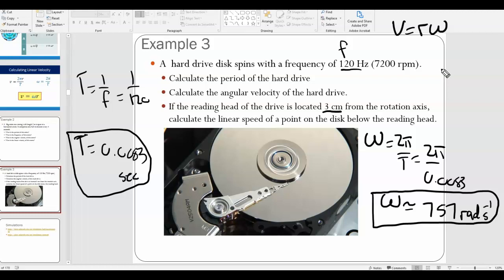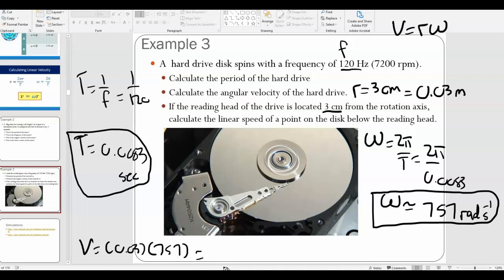And so at the edge of the disk, it's 3 centimeters from the center. We're asked to find the linear speed of a point on the disk below the reading head. That is a simple calculation as long as you remember that 3 centimeters needs to be converted to meters. And so that would be dividing by 100. That would be 0.03 meters. And so for that last one, we would do 0.03 meters multiplied by omega, which is 757 radians per second. And I get 22.7 meters per second for my final answer.